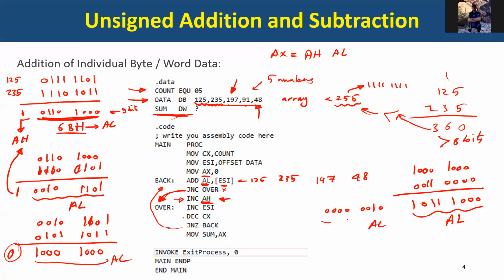So together AL and AH is basically the final result. So AX, which is the combination of AH and AL, will have the final result, and we're gonna put this in sum at our final step here. Okay, guys, one may say that if we use AX from the beginning, we will not need the jump no carry over or incrementing AH.